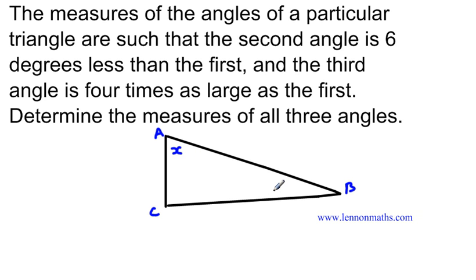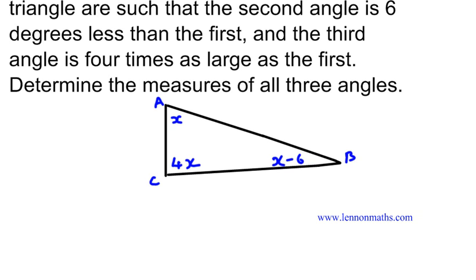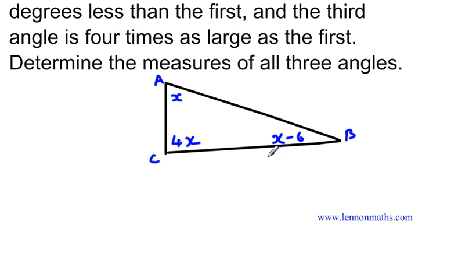6 degrees less than this number. Obviously, you're going to subtract, shouldn't you? Yes, we're going to subtract that. That's X minus 6 degrees. And the third angle is 4 times as large as the first. So this one will be 4 times X. Okay, excellent so far. Determine the measures of all 3 angles.